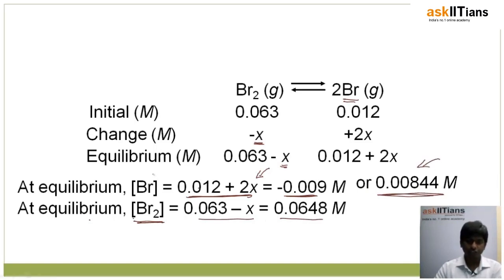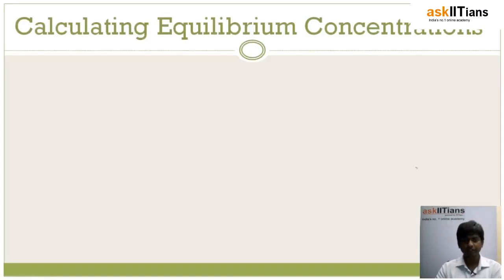But can the concentration of bromine be negative? No, because concentration obviously cannot be negative. Concentration has to be positive or 0. The lowest that the concentration can get is 0, but not negative. This value was obtained from the second value of x, which we got by solving the quadratic, so we rejected that one. That is how you find the equilibrium concentration.